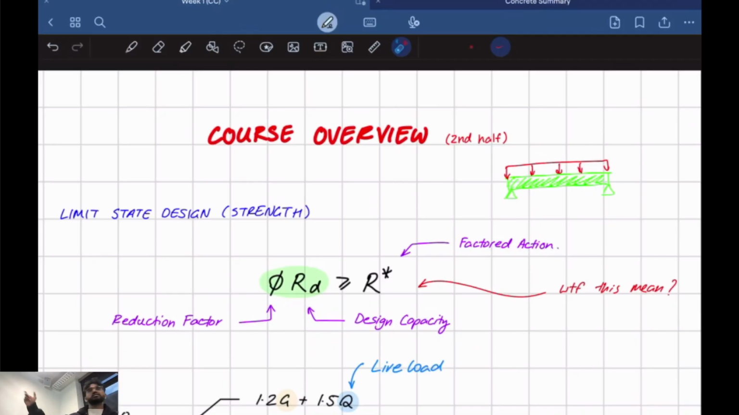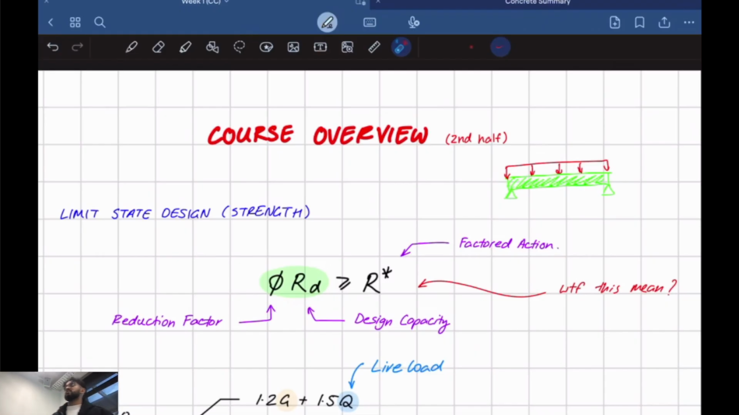Reduction factor, does anyone know why we apply a reduction factor? A reduction factor varies from 0 to 1, somewhere in between there. Why do we apply a reduction factor? Any ideas? People who did steels? Yeah? Safety? Yeah, safety in a sense.